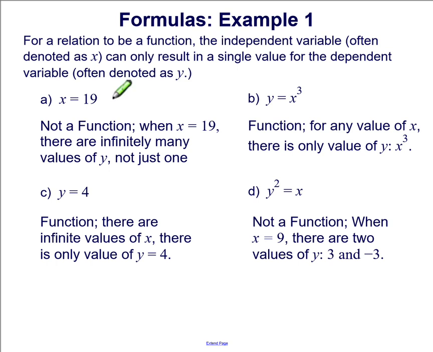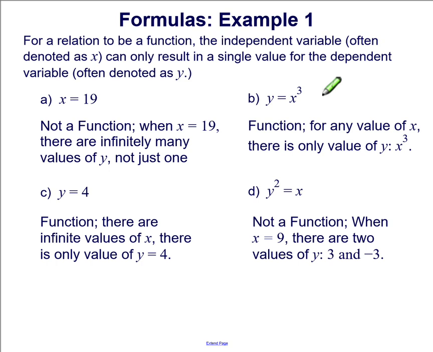In example A, we have x equals 19. Now this is not a function. When x equals 19, there are infinitely many values of y, not just one. Graphically speaking, if we were to graph x equals 19, this would be a vertical line at x equals 19. Since it's a vertical line, it would not pass the vertical line test, so on a graph we could see it's not a function.